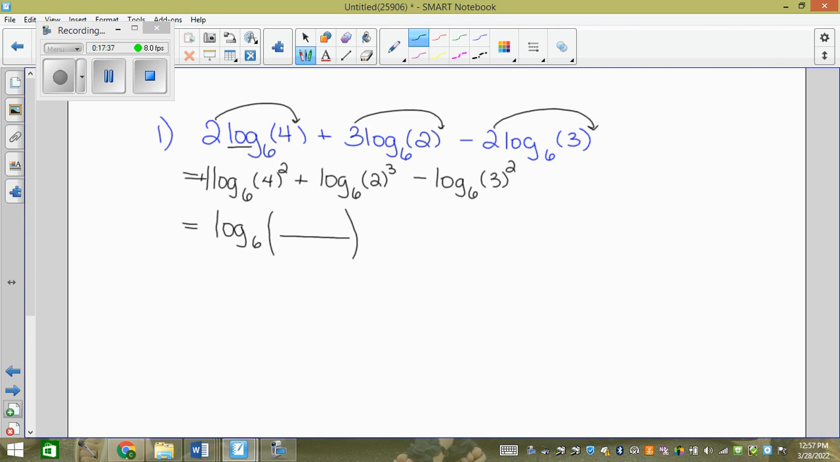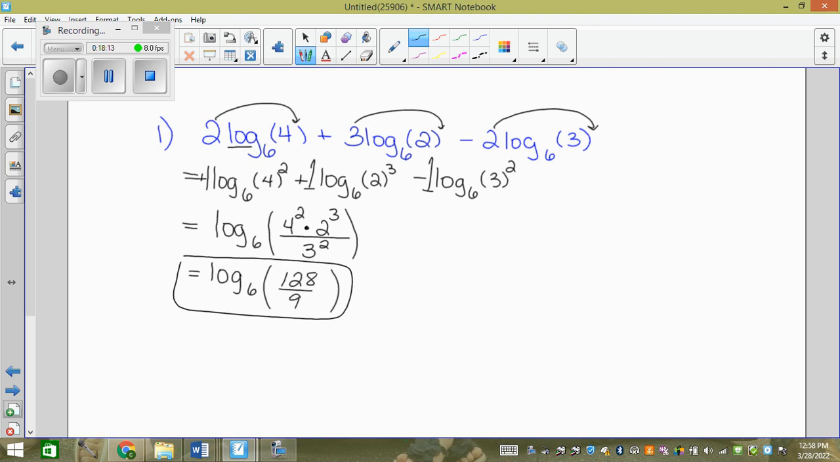So I have a plus 1 in front of this one. So the 4 squared is going to go to the numerator. I have a plus 1 in front of this one. So the 2 cubed is going to go to the numerator. And then I have 2 things, so I'm going to multiply them. This one has a minus 1 in front, so the 3 squared goes to the denominator. So then we get log base 6 of 16 times 8 divided by 9. You get 128 over 9. Done. Remember those rules? Slightly coming back.